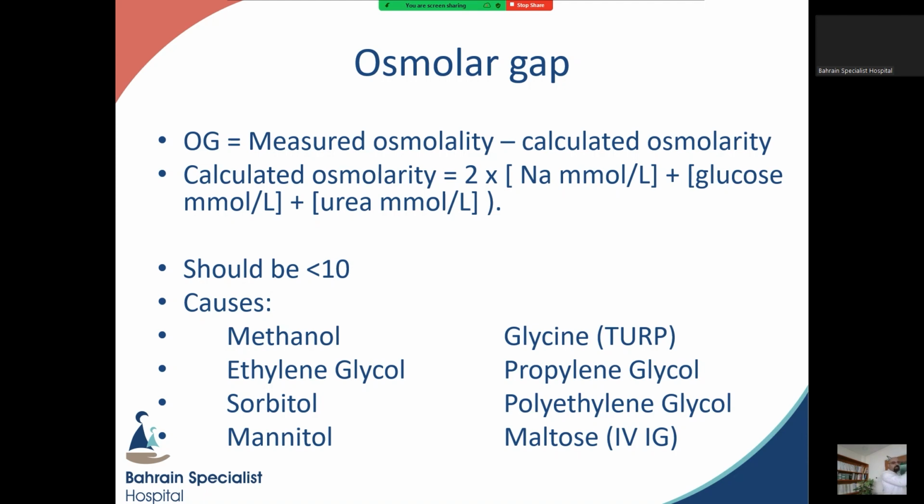If it's above, then the cause is methanol, ethylene glycol, sorbitol, mannitol, glycine. This we see in the TURP procedure, transurethral resection of prostate, as they are using it for irrigation, propylene glycol, polyethylene glycol, and maltose as in IVIG.